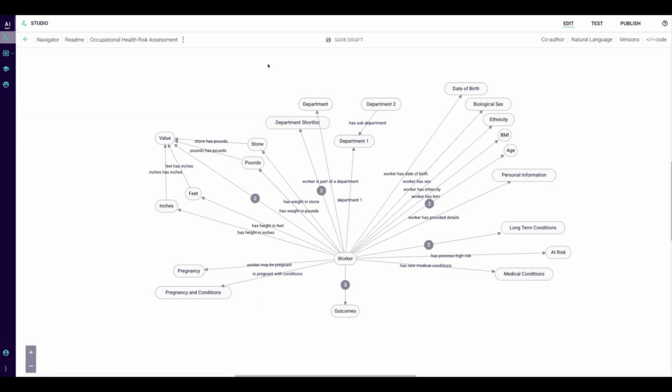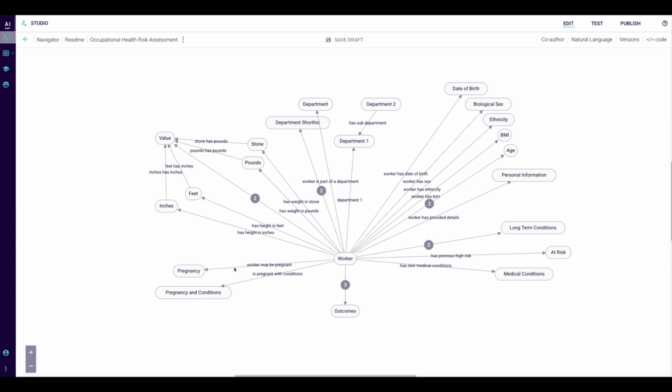This is a simple example of a Rainbird knowledge graph designed for occupational health risk assessments. It is a map of the relevant factors needed to assess workplace health risks for individuals and can be made programmatically from regulation, policy, or procedure, and then enhanced and tested by experts.